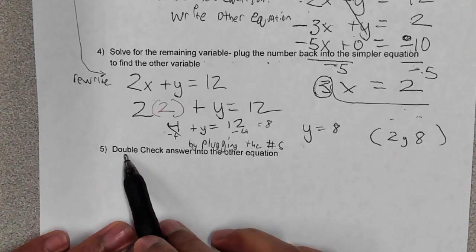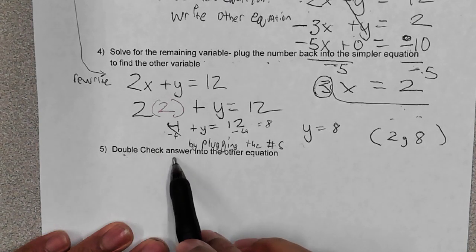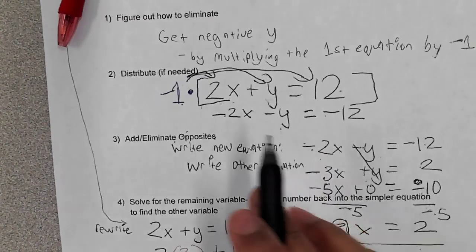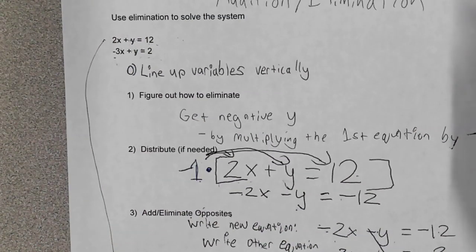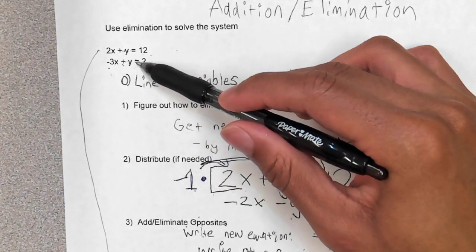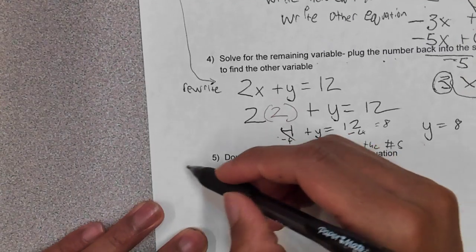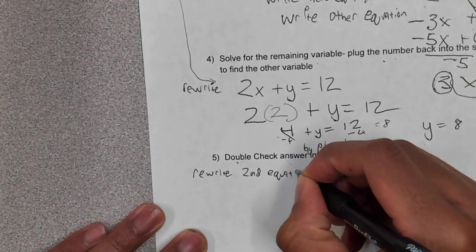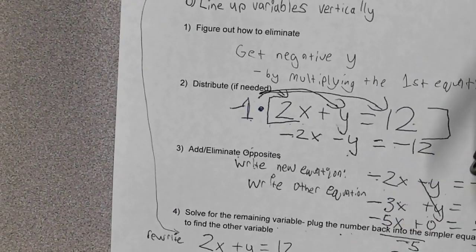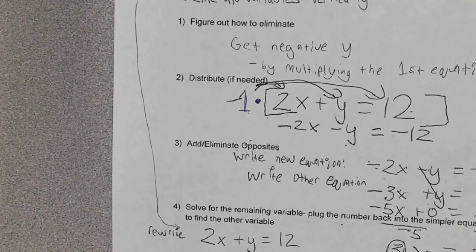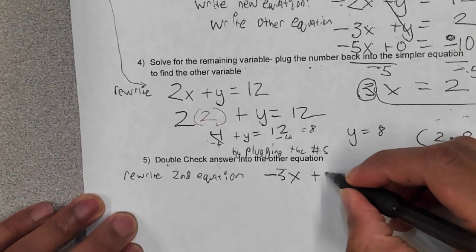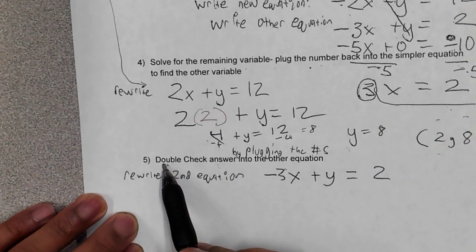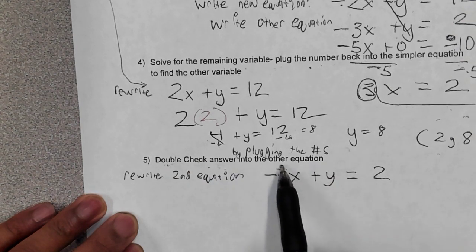Step number 5. Don't let this one fool you. You still need to double check the answer in the other equation. Be sure we got it right. 2, 8 is what we're plugging in. So the other equation is negative 3x plus y equals 2. Let's rewrite. Second equation: negative 3x plus y equals 2. We are now following step number 5. Double check by plugging in the numbers into the other equation.